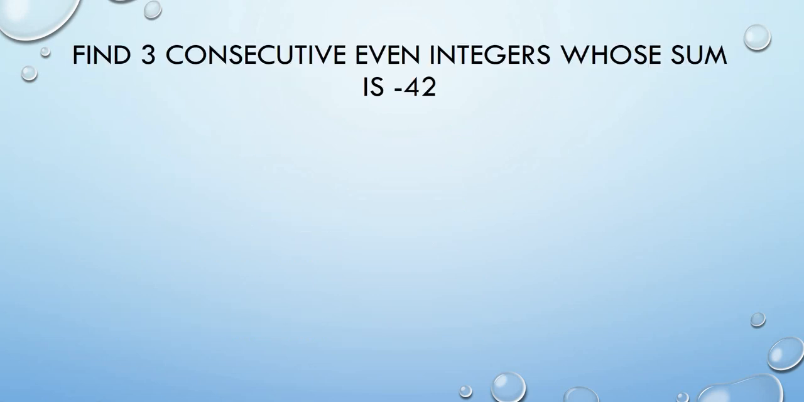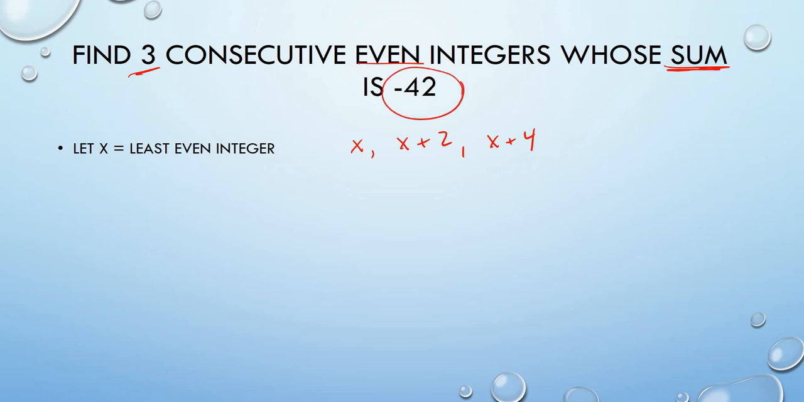All right, so let's try one. Find 3 consecutive even integers whose sum is negative 42. So the first thing I have to do is say that x is going to be the smallest of the even integers that I want to find. So I need 3 of them. So if x is the smallest one, x is the first one, x plus 2 will be the next biggest, and x plus 4. And I want to add these up to get negative 42. So I'm going to write x plus x plus 2 plus x plus 4 equals negative 42.